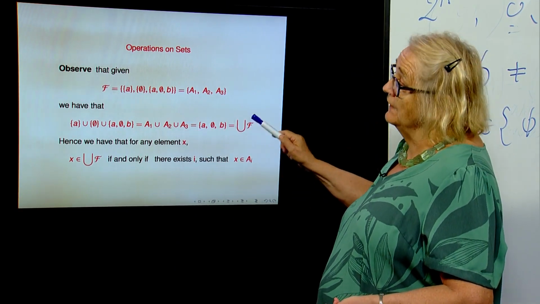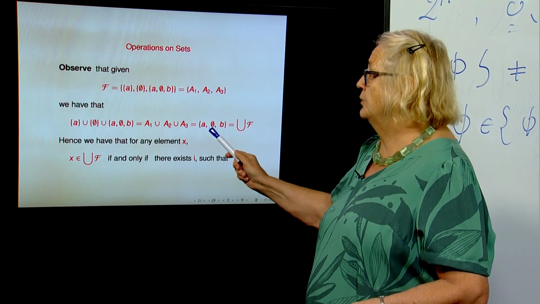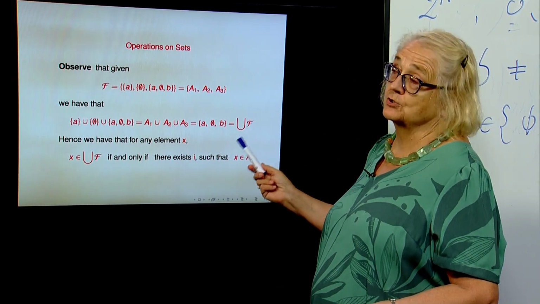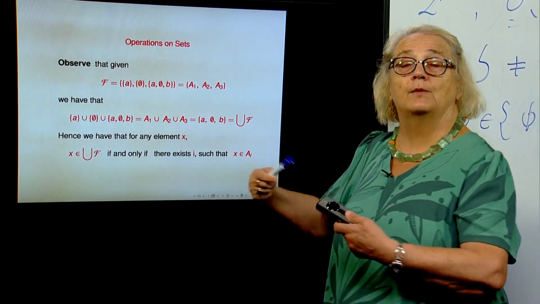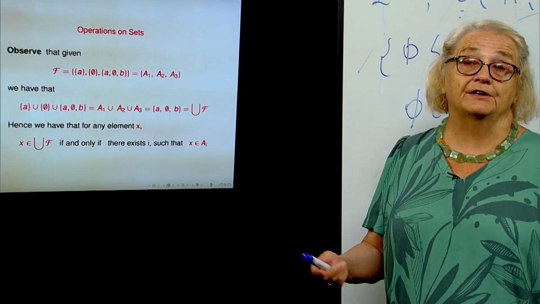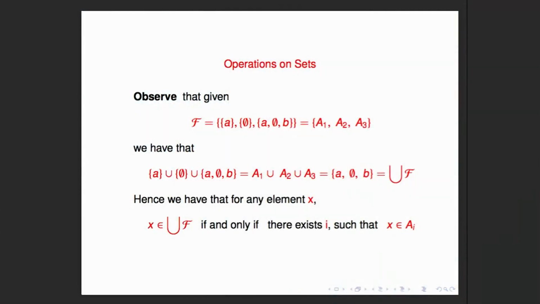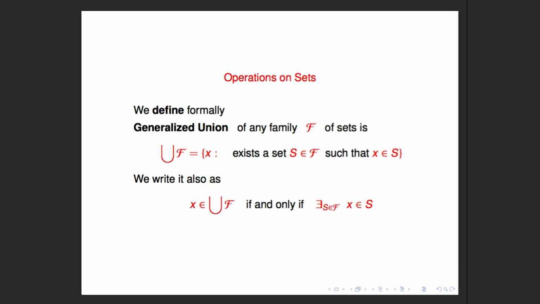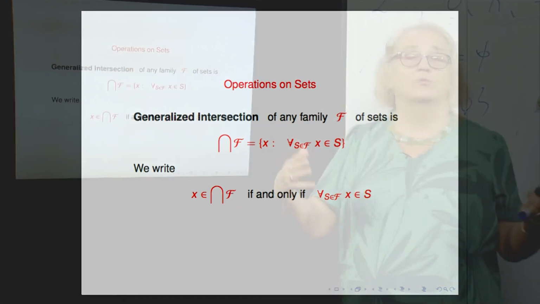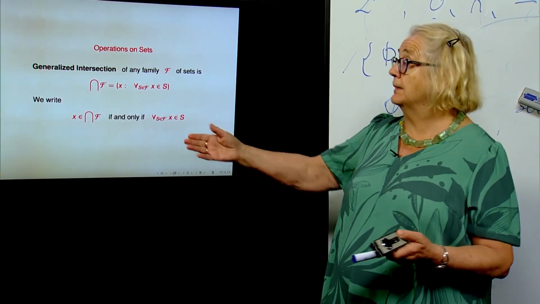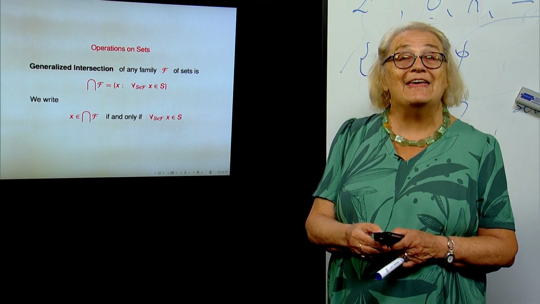So the union of this family would be the normal union. When F is finite, it is just the normal union, but if F is infinite, you just write that this is the union of all sets which are in the family F. So that is the proper definition. And then you do the same for intersection. If F is a finite family, it is a normal intersection of sets, but you extend that definition to any infinite family of sets.